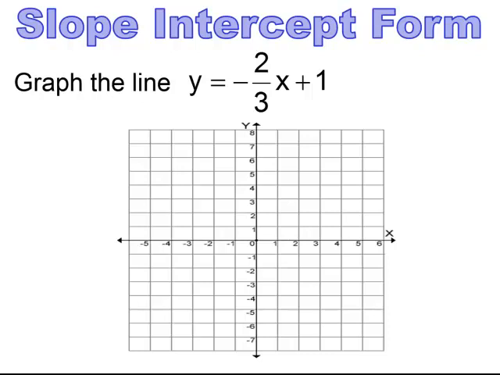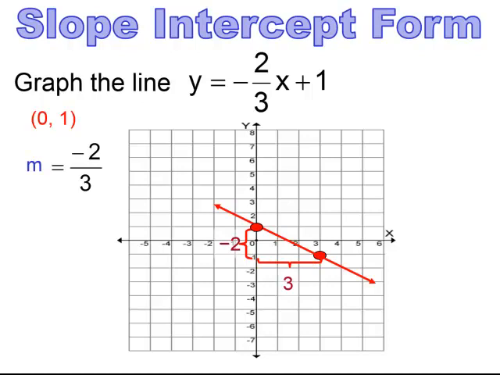Pause and try. So again, my intercept is (0, 1). My slope is equal to -2. I always put the negative with the vertical movement, and my horizontal movement is +3. I plot the point. I go down 2 and over 3 to the right and graph my line.